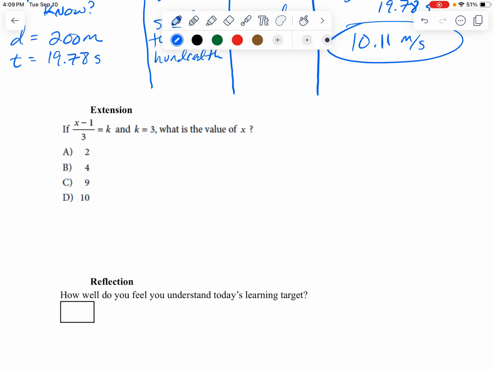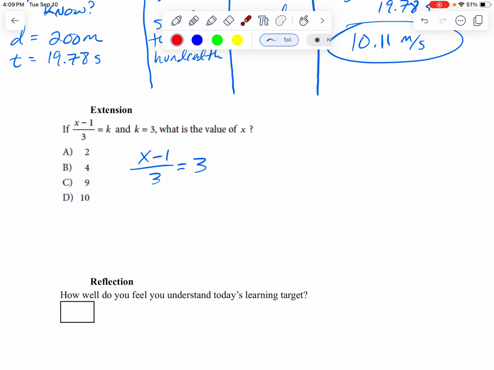Okay, if it ever tells you what a variable is, plug it in, no questions asked. So (x minus 1) over 3 equals k, but we know what k is. K is 3. Now, I'm trying to get to x by itself. This is more of a two-step, so this is kind of where we're going. That's kind of why it's a challenge. The first thing I need to do is get rid of the 3. And that might not be immediately apparent.